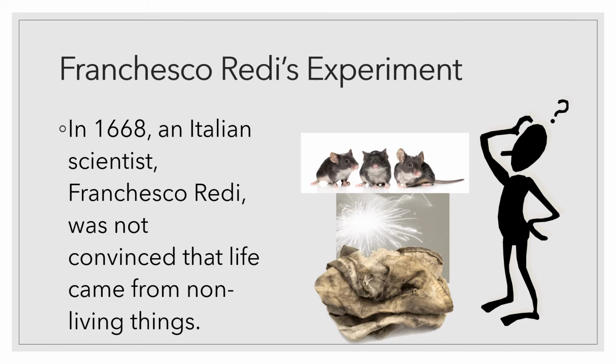In 1668, an Italian scientist, Francesco Redi, was not convinced that life came from non-living things. Let's put 1668 into perspective. In American history, 1668 was when Massachusetts annexed Maine. Y'all, states were already made, and we still believed in this. Let's expand on what this idea is.